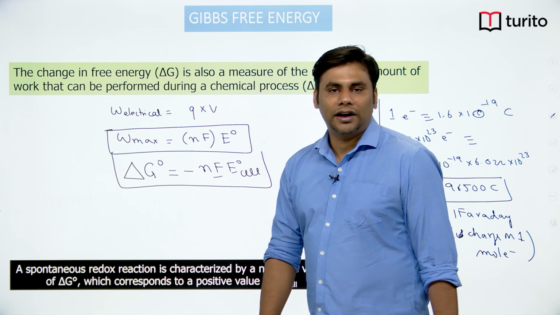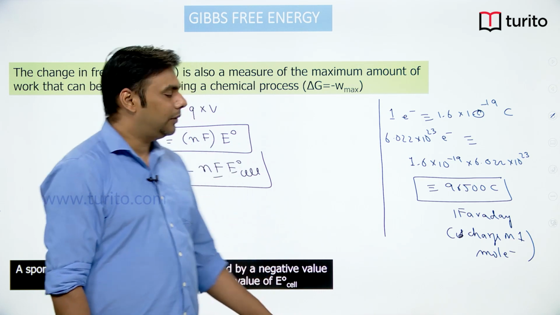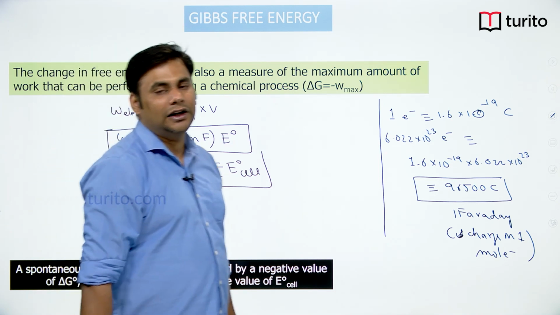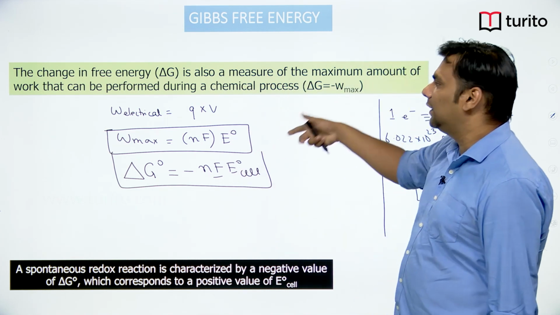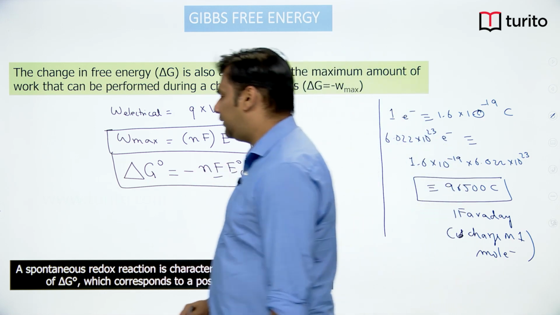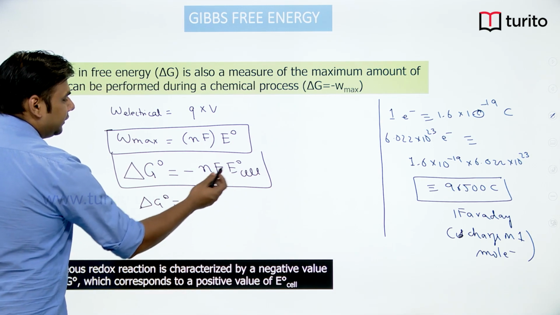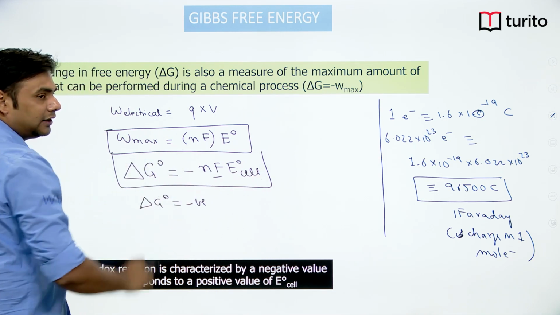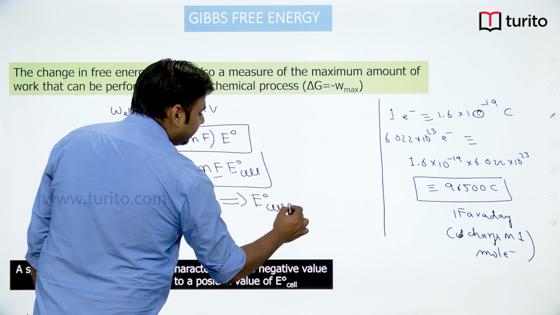F is the Faraday. 1 Faraday is the charge on 1 mole of electrons, which is equal to 96500 coulomb. E naught cell is the overall EMF of the cell. So delta G naught is always minus n F E naught cell. Delta G naught basically measures the maximum electrical work during an electrochemical process. If a reaction has to be spontaneous, its delta G naught has to be negative. Since n, F are positive quantities and there is already a negative sign outside, delta G naught will be negative only when E naught cell is positive.